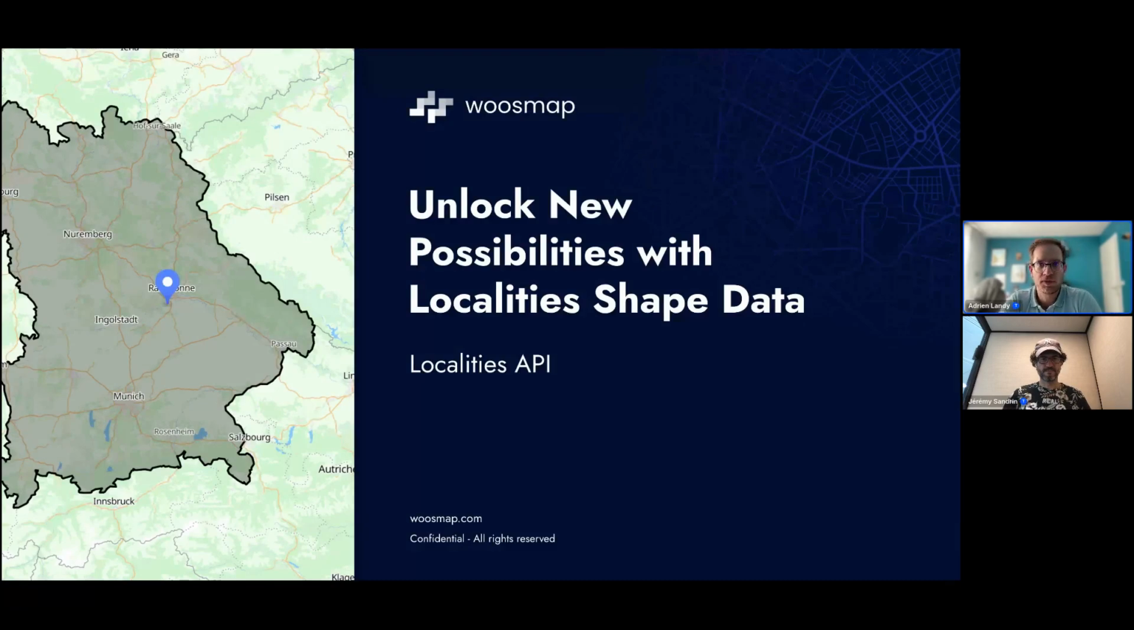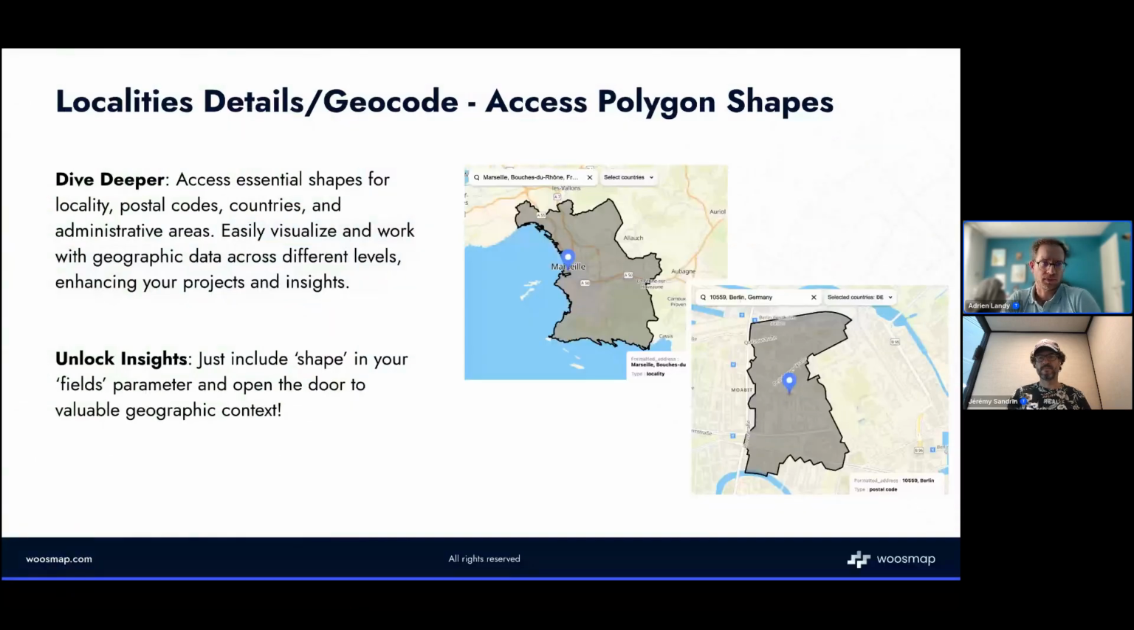A second feature of the Localities API is the possibility now to get polygon data from a postcode or locality, for example, to enhance your search engine, your application or website, or to perform geoanalysis afterwards. So let's see. You can see on my screen a sample of polygons for cities. This new data is available in the details and in the geocode endpoint of the Localities API.